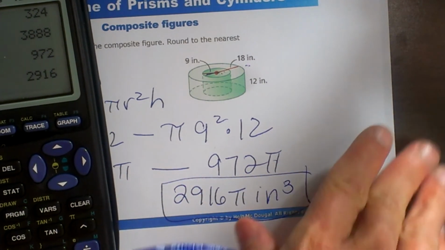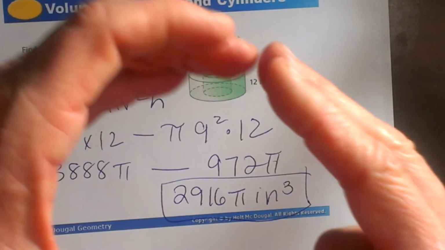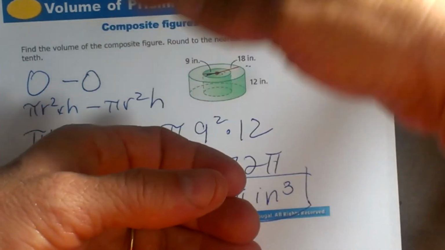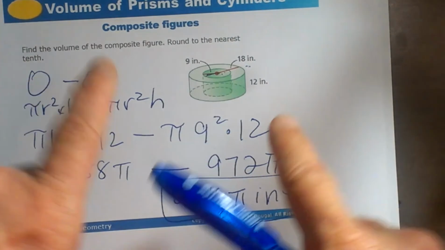And that's how you find the volume of composite figures when one is inside the other. So when they're stacked on top of each other, all the way up, you add. When one's inside the other, taking out its space, you subtract.